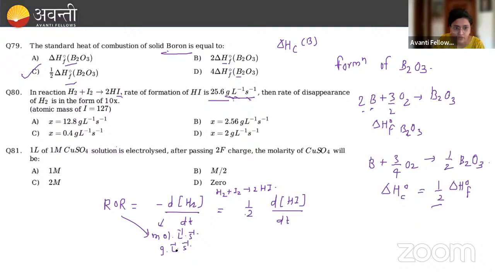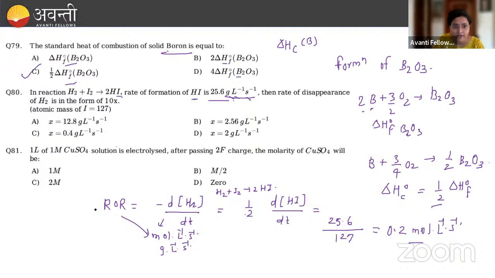For that, the rate of HI is given to us. How much is given? 25.6, that is in gram. So divided by its molecular weight, that is 127, which is given, you will get the rate in moles per liter per second. Now you got the mole answer.